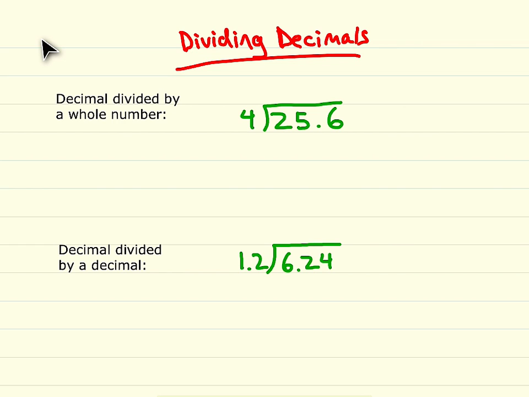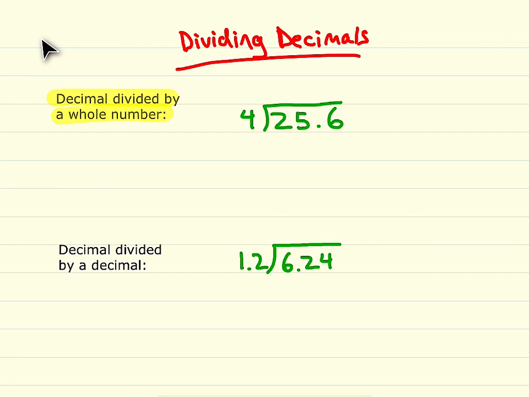This podcast is on dividing decimals. There's two types of problems when you divide decimals. The first type of problem is dividing a decimal by a whole number. So it's this one right here. Decimal being divided by a whole number. An example is 25 and 6/10 being divided by 4.